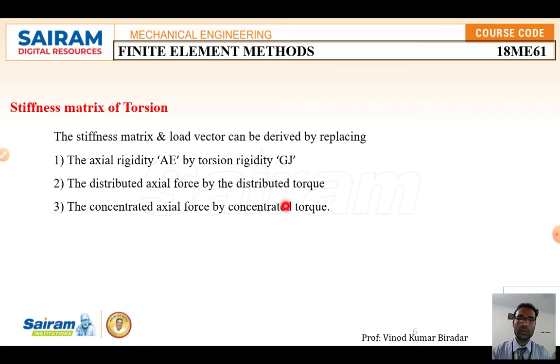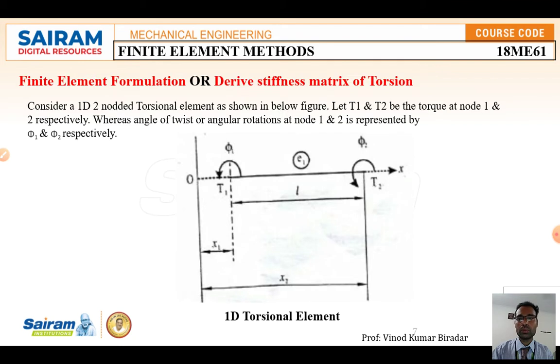Okay, if you do this, you are going to get the element stiffness matrix for torsion. It is similar to the 1D bar element. If you perfect the element stiffness matrix for the 1D bar element, then it is very easy to derive. In an examination, they may ask you to explain the finite element formulation or derive the stiffness matrix for torsion. It is not really called a stiffness matrix, but we are going to call it that sometimes.